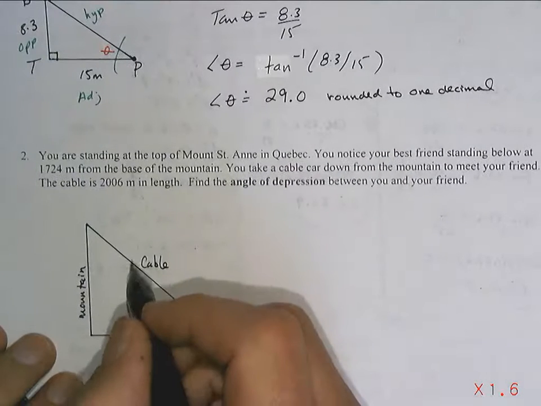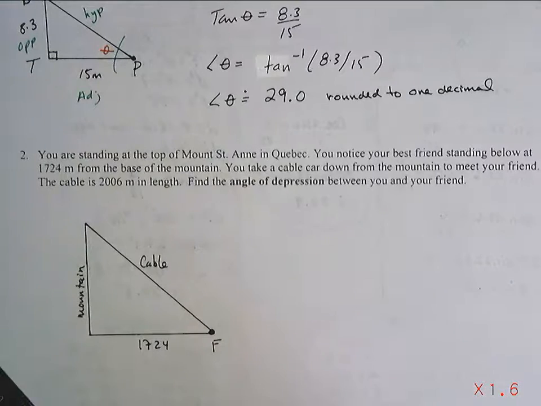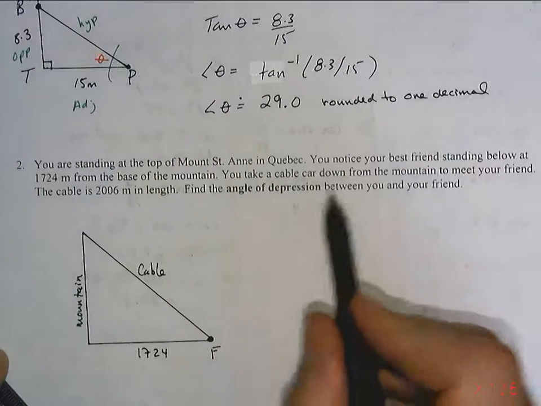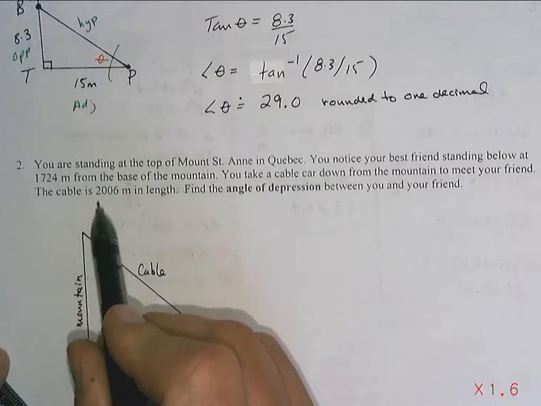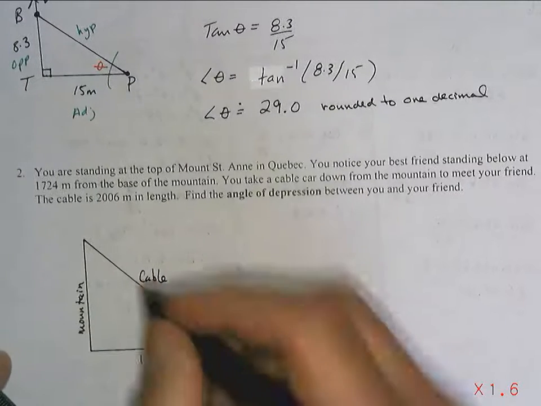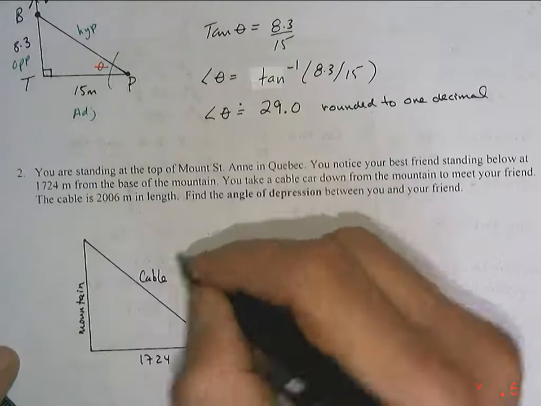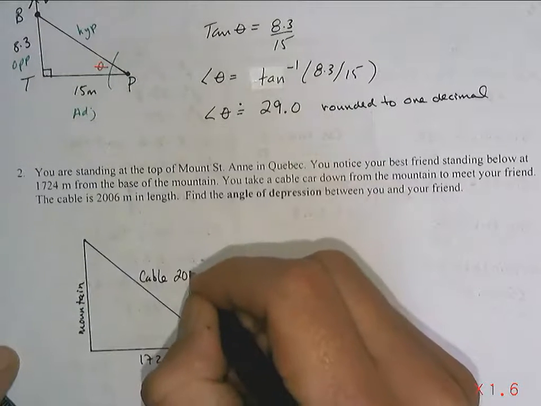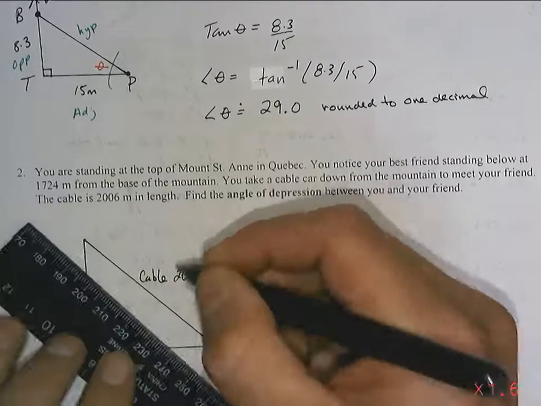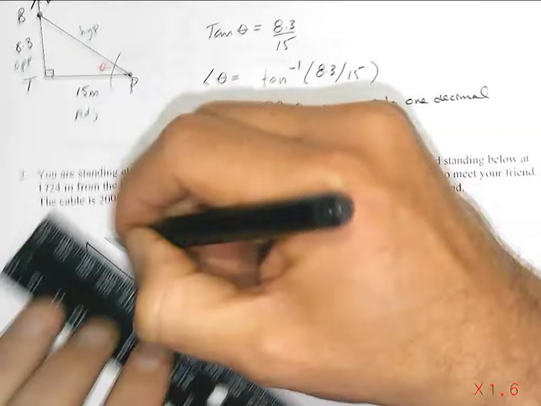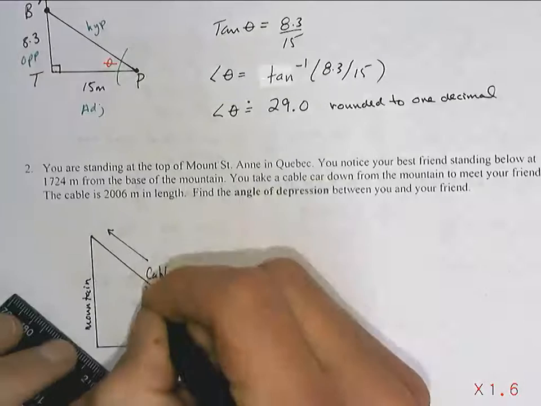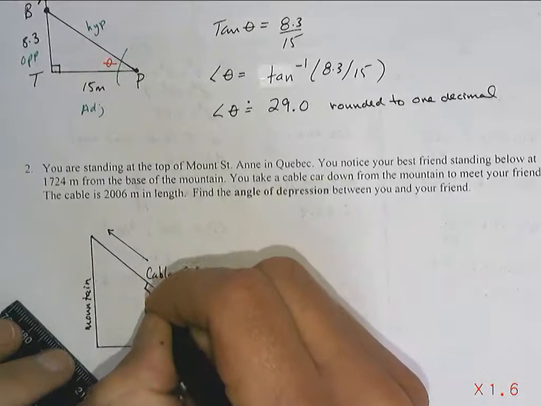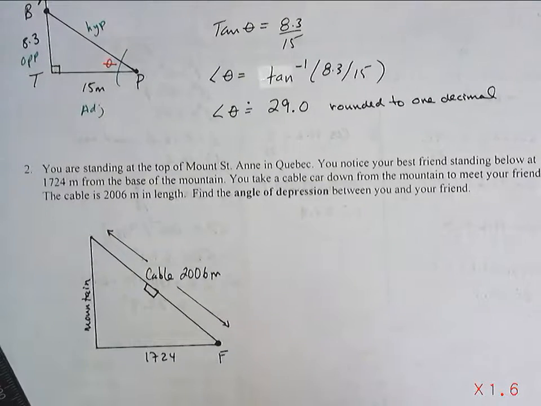We can sort of draw it if you want. You'd put a little thing on there, but there you go. There's the cable. And let's see what we got here. You take a cable car down to meet your friend. The cable is 2,006 meters long. So from here to here, it's going to be 2,006 meters in length. That way to that way. And this is the little cable car thing that you ride in and you're coming down to see your friend.